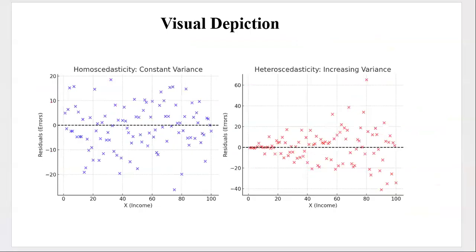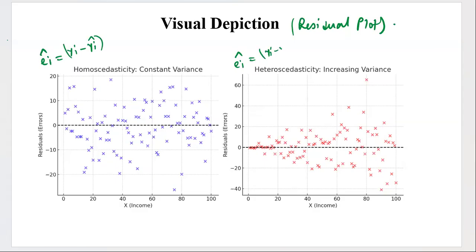Now let us see this residual plot in order to explain this in a much better fashion. This is something called the residual plot. Here on the y-axis, what do you have? Residual. This is epsilon i cap. So this is basically yi minus yi cap. I have given you the difference between error and residual in the first class itself. So if you haven't seen those videos, you can check that out, right?